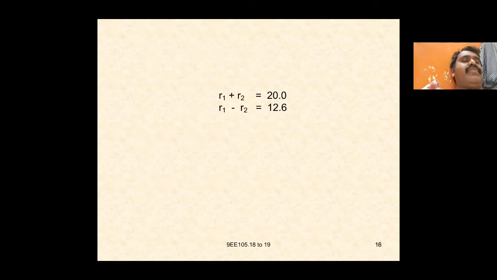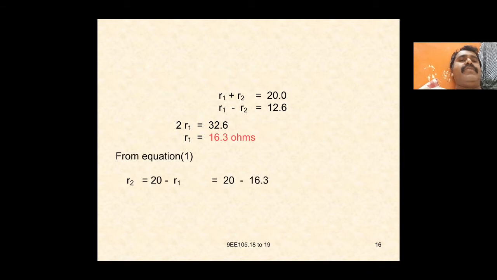So R1 plus R2 is equal to 20 ohms. Again R1 minus R2 is equal to 12.6. If we solve, we get minus 2R1 is equal to 32.6, so R1 is equal to 16.3 ohms. From equation 1, R2 is equal to 20 minus R1, which is 20 minus 16.3. So R2 is equal to 3.7 ohms.